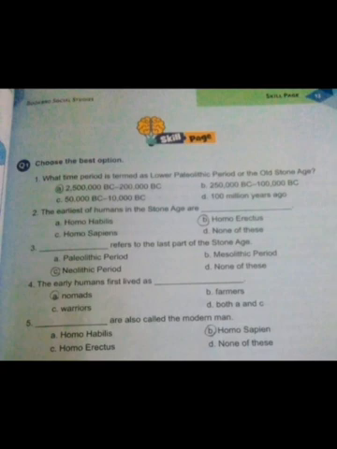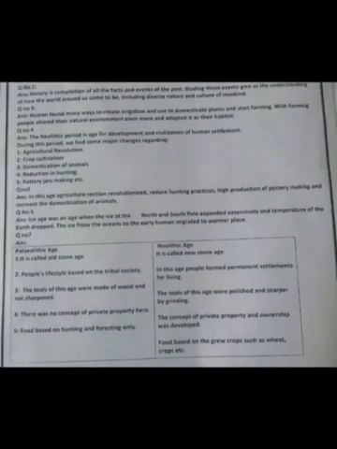Number 4, the early humans first lived as nomads. B, farmers. C, warriors. And D, both A and C. Right answer is A, nomads. Number 5, dash are called the modern man. A, Homo habilis. B, Homo sapiens. C, Homo erectus. D, none of these. Right answer is Homo sapiens.